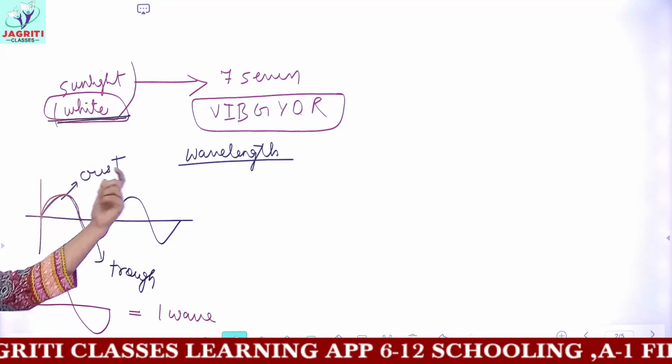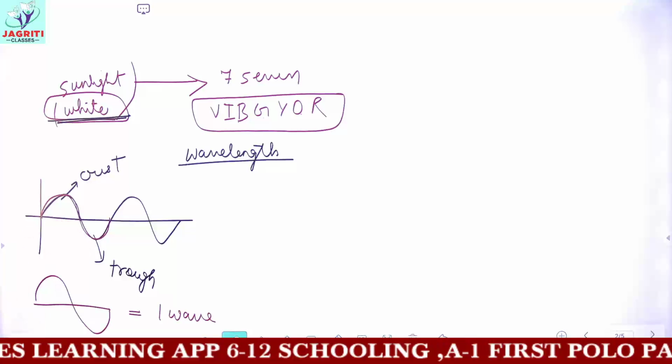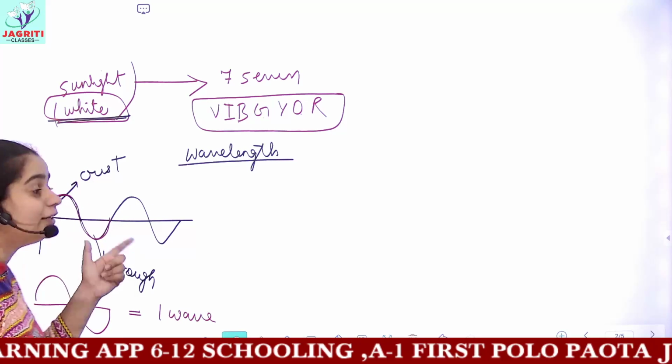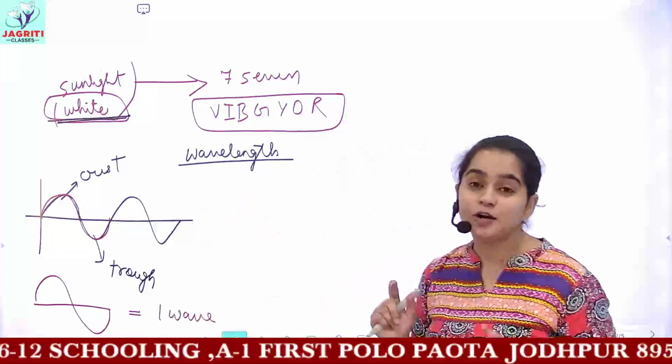And in this diagram, how many waves do we have? We have this one and the next one. So here I have denoted a complete two waves in this figure. These are the two waves which are being denoted in the figure.